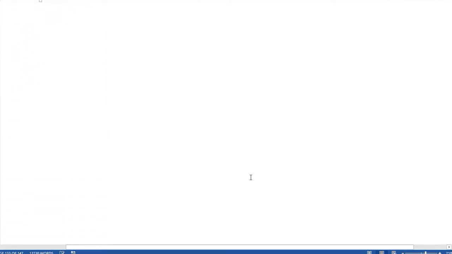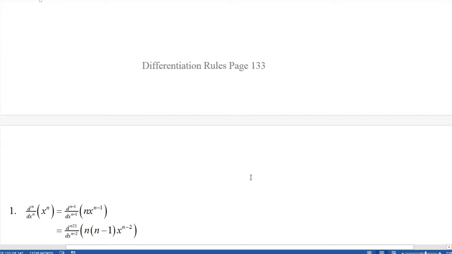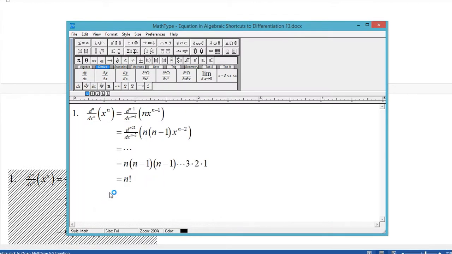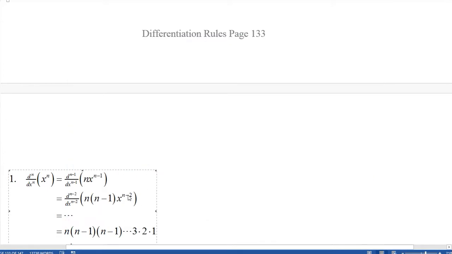Okay, let's take a look at these. Now this first one's kind of interesting. It says, what is the nth derivative of x to the n? Of course, you take the derivative of x to the n, which is n times x to the n minus 1, and then you take n minus 1 more derivatives. So you take the next derivative, and this should say n minus 2 here. So you take another derivative, and then you have n minus 1 times n times x to the n minus 2.